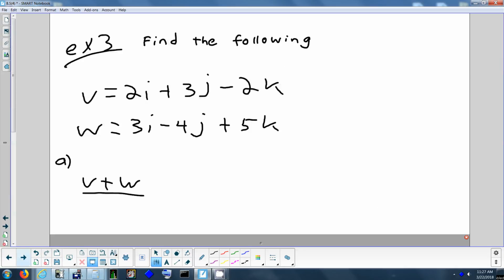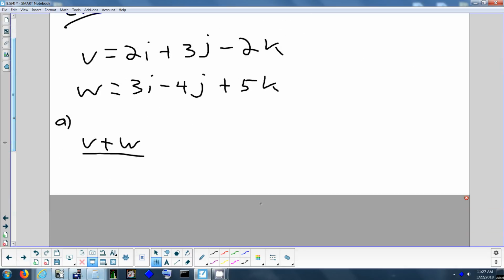Okay, I've given you the vectors in unit vector form. That means it has an i, j, and a k. But we'll practice writing the answer with i, j, and k and with the angle brackets. Okay, so let's start with v plus w.